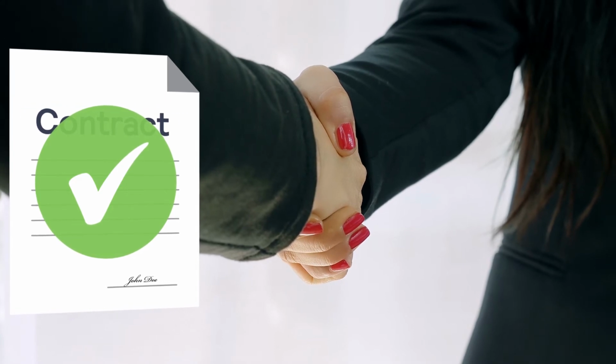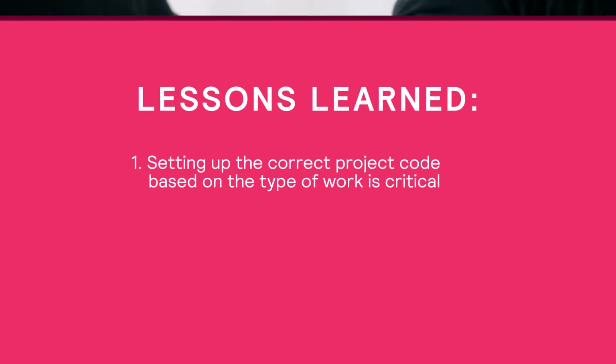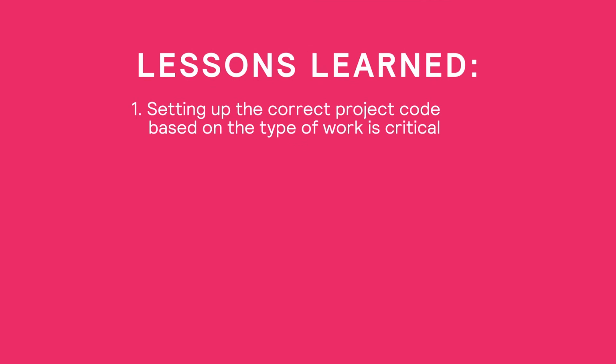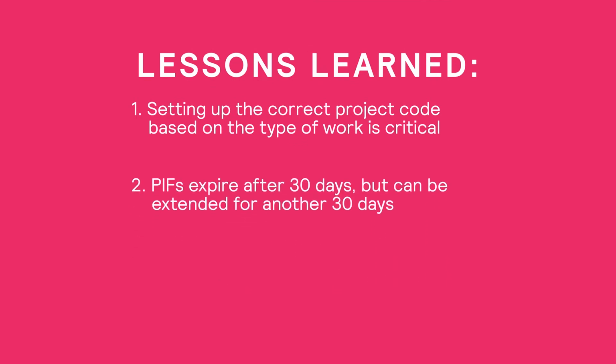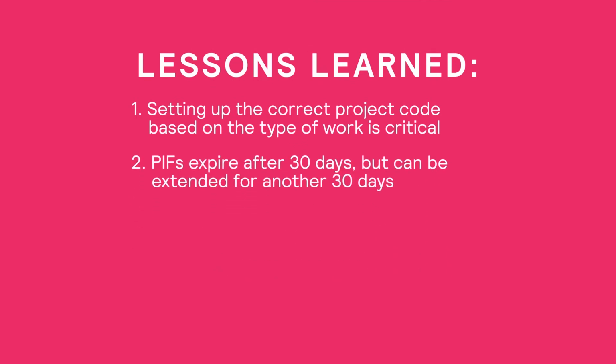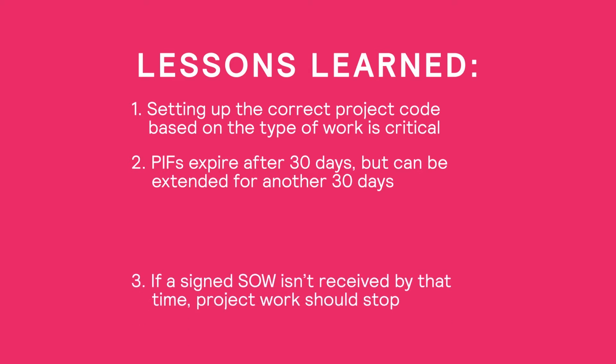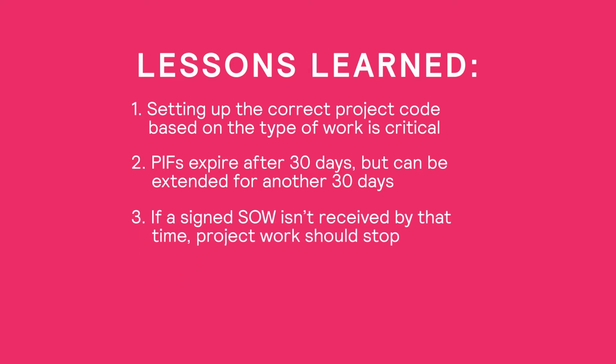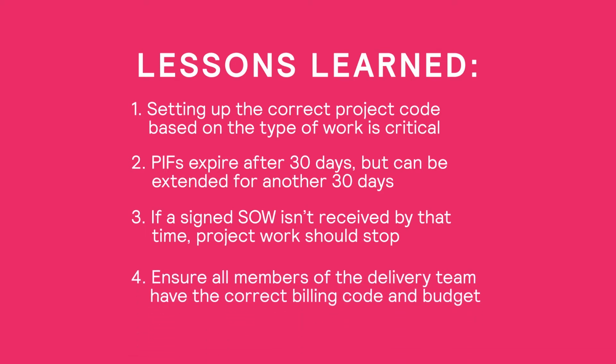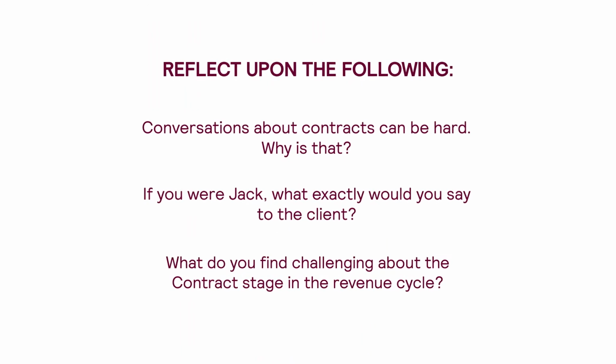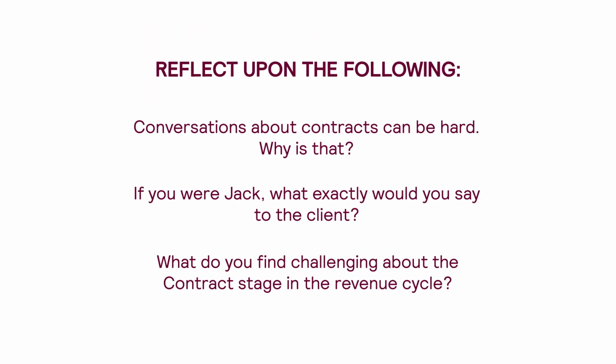Remember, setting up the correct project code based on the type of work is critical. PIFs expire after 30 days, but can be extended for another 30 days. If a signed statement of work isn't received by that time, project work should stop. Ensure all members of the delivery team have the correct billing code and budget. Pause the video now to reflect on this stage of the revenue cycle.